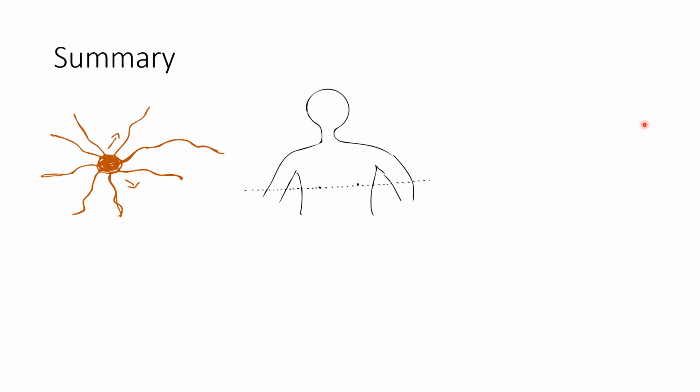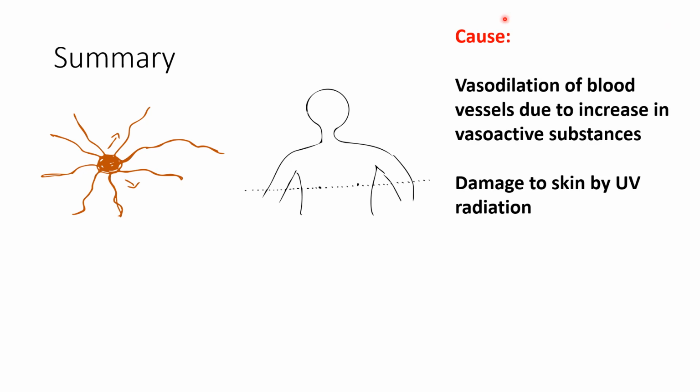And where exactly is it located? It is located above the nipple level, in the sun exposed areas like head, upper part of the chest, face, and neck area. What is the cause for the spider nevi? There is vasodilation of the blood vessels due to an increase in the vasoactive substances. This is the main reason why we get spider nevi in hepatocellular damage. Or sometimes in asymptomatic patients we can see this spider nevi, and the most probable cause would be damage to the skin by the UV radiation.